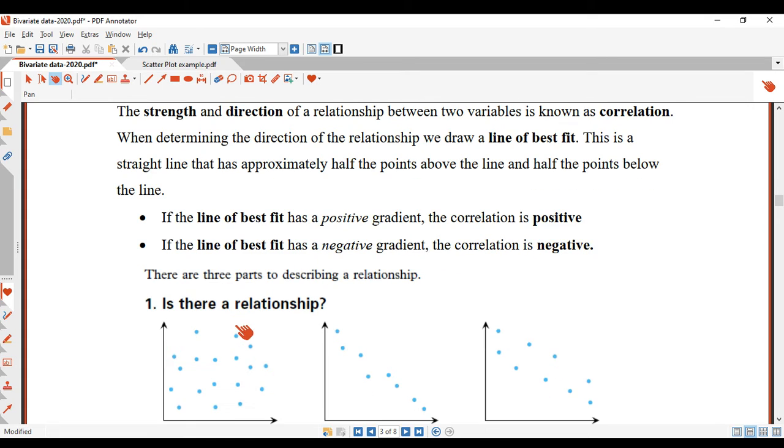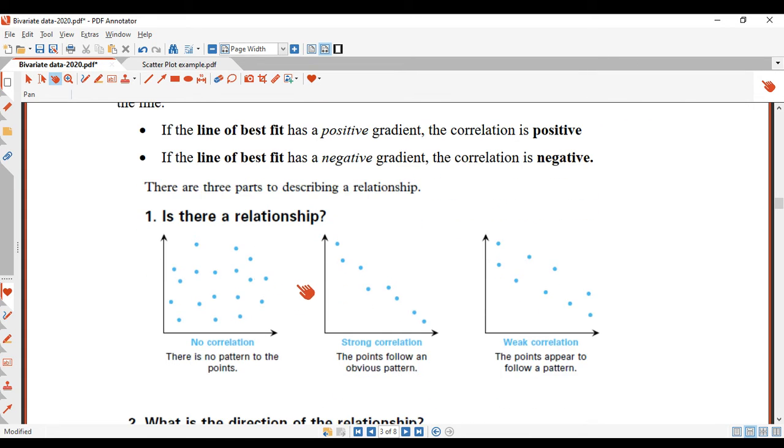There are three parts to describing the relationship. First of all, first part, is there a relationship between the points? So you can see here that really there's no relationship. I can draw a straight line if I want, but the points are all scattered. They're not following a particular pattern. So no correlation there. Here, there's a strong correlation because you can see the points follow a straight line. So I could draw a straight line here, and you can see most of the points here are basically lying on or near that line.